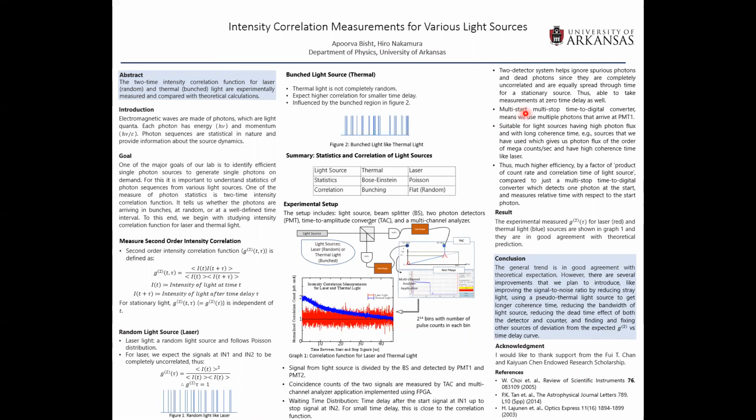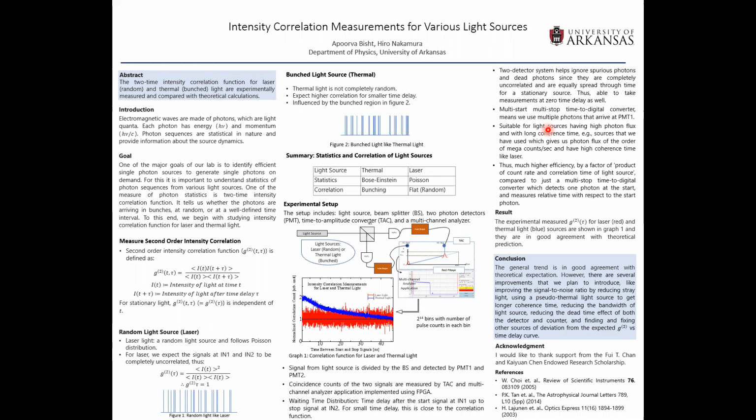Next, we use a multi-start, multi-stop time to digital converter, which means we use the multiple photons that are received at PMT1, in contrast to just a multi-stop time to digital converter, which would use just one start photon from PMT1. Now, this is suitable for light sources which have high photon flux and have long coherence time, like the laser light that we have used. This results in a much higher efficiency, which is equal to a factor of the product of count rate and correlation time of the light source, compared to the multi-stop time to digital converter.